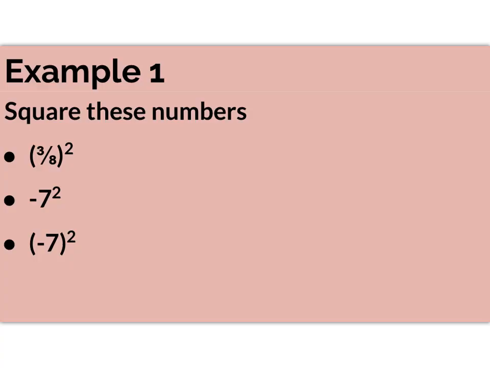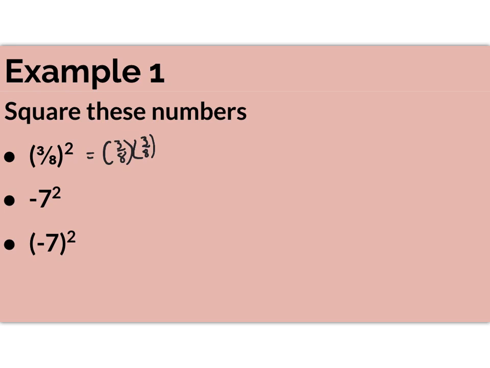Okay, so let's square these numbers for our first example. So 3/8 squared. What I'm going to do is 3 times 3, and then 8 times 8. When you square a number, it's the same as doing 3 over 8 times 3 over 8. You've got to multiply the number by itself, not multiply the number by 2.